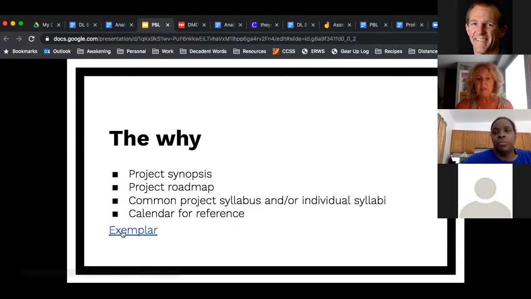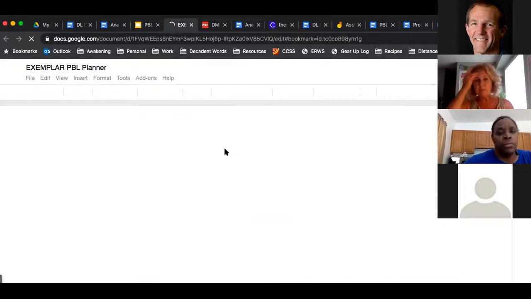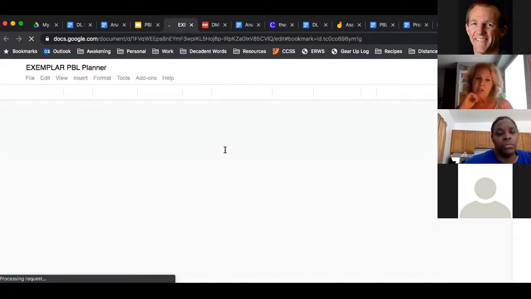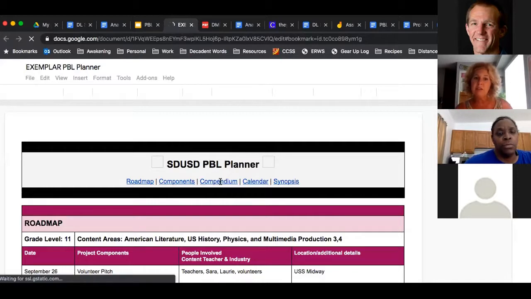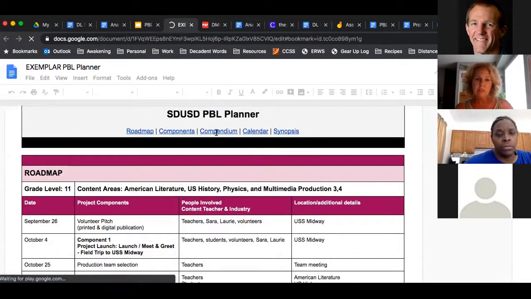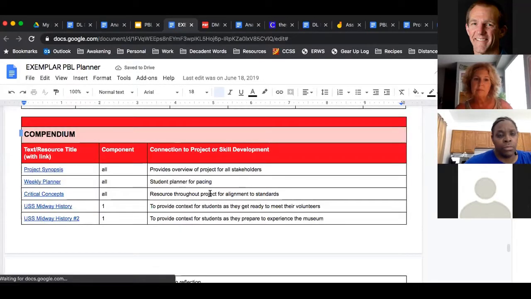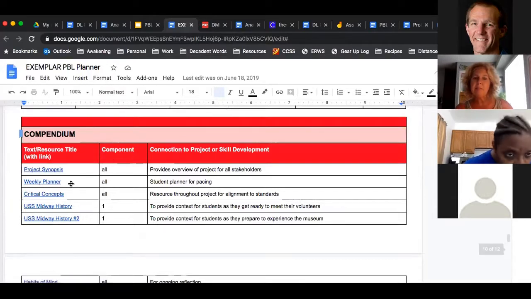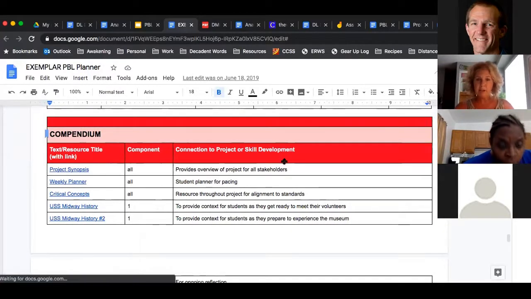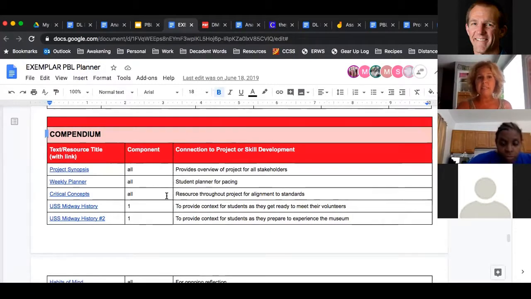I included the exemplar from the project planner, and I wanted just to specifically draw your attention to the digital components that are in the exemplar, the compendium portion of the exemplar. So let me just wait till this loads here. So as you can see, in the project planner, one of the things that you are being asked to consider are what are those pieces that you're putting in. And so I included in the exemplar examples for you to think about.